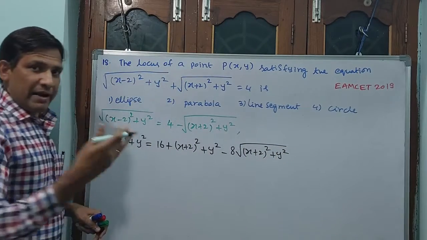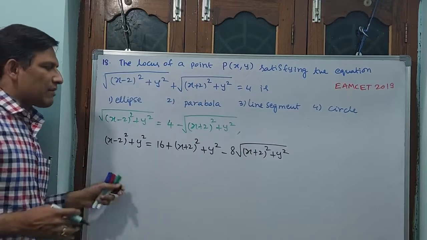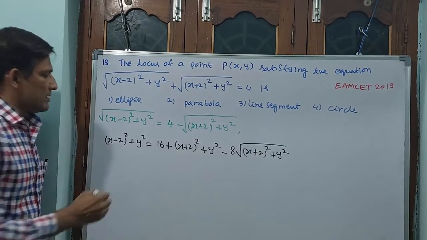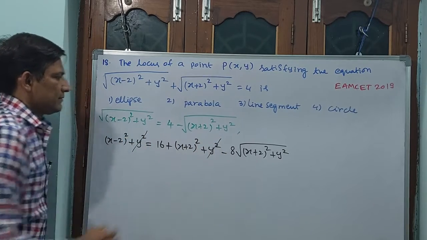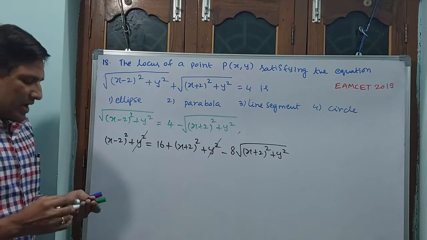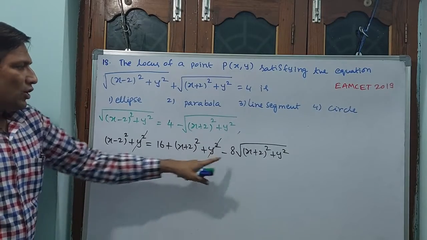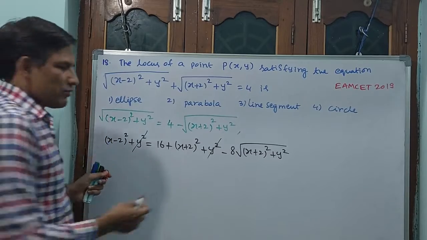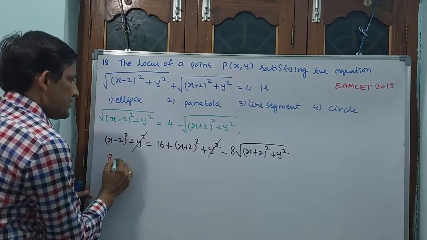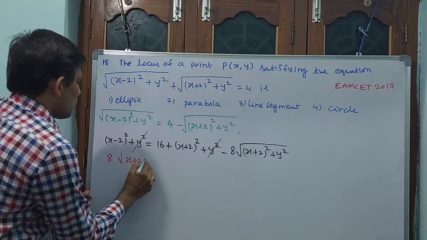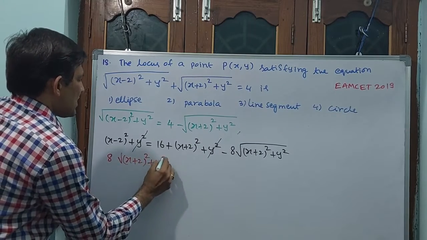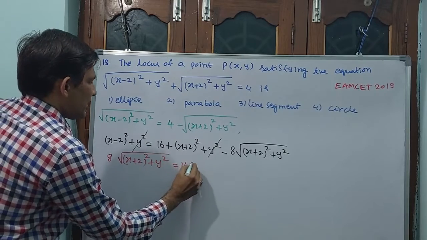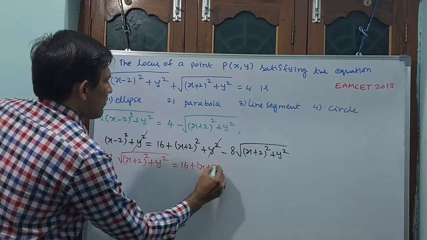Here this root we cannot avoid, okay? Presently. We will see what will happen. First analyze: y square is there on this side, so first you cancel these two y squares. Now as usual, what we have done earlier, you send the minus term to this side and the plus term to that side. See what I am doing? 8 into the square root of x plus 2 whole square plus y square, this side I have brought. That side you see 16 plus x plus 2 whole square.